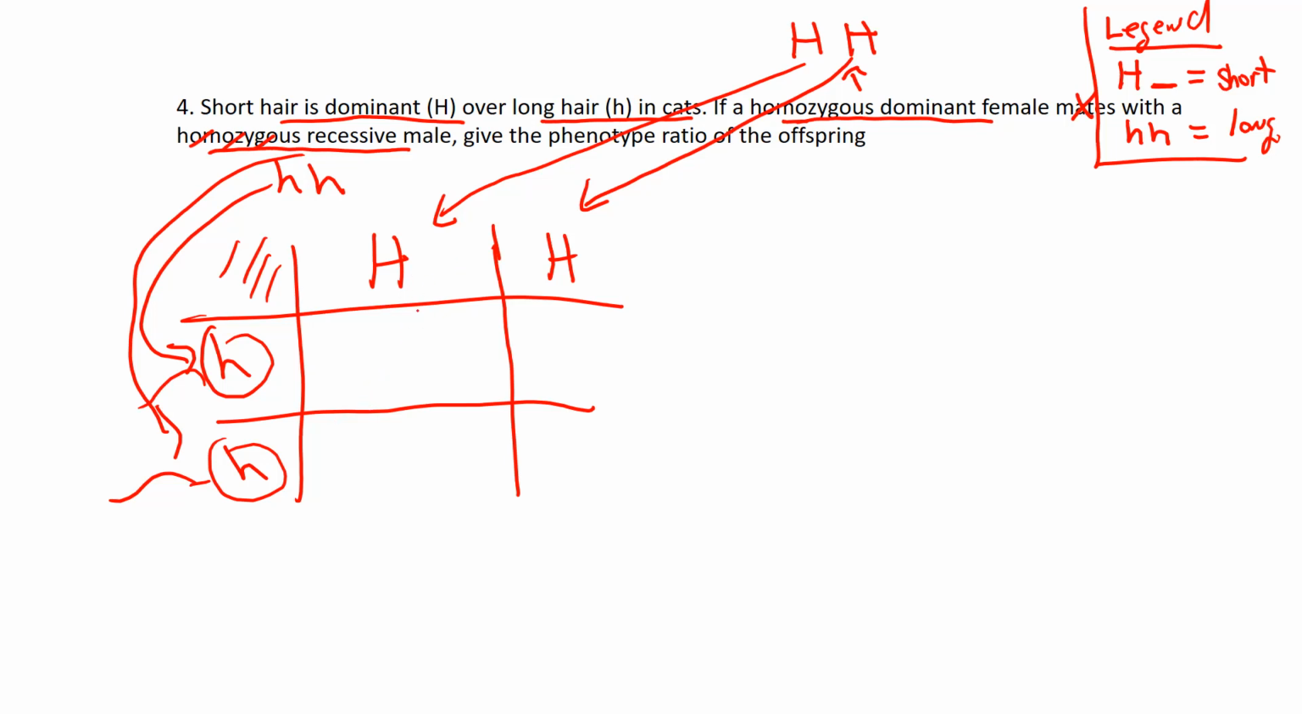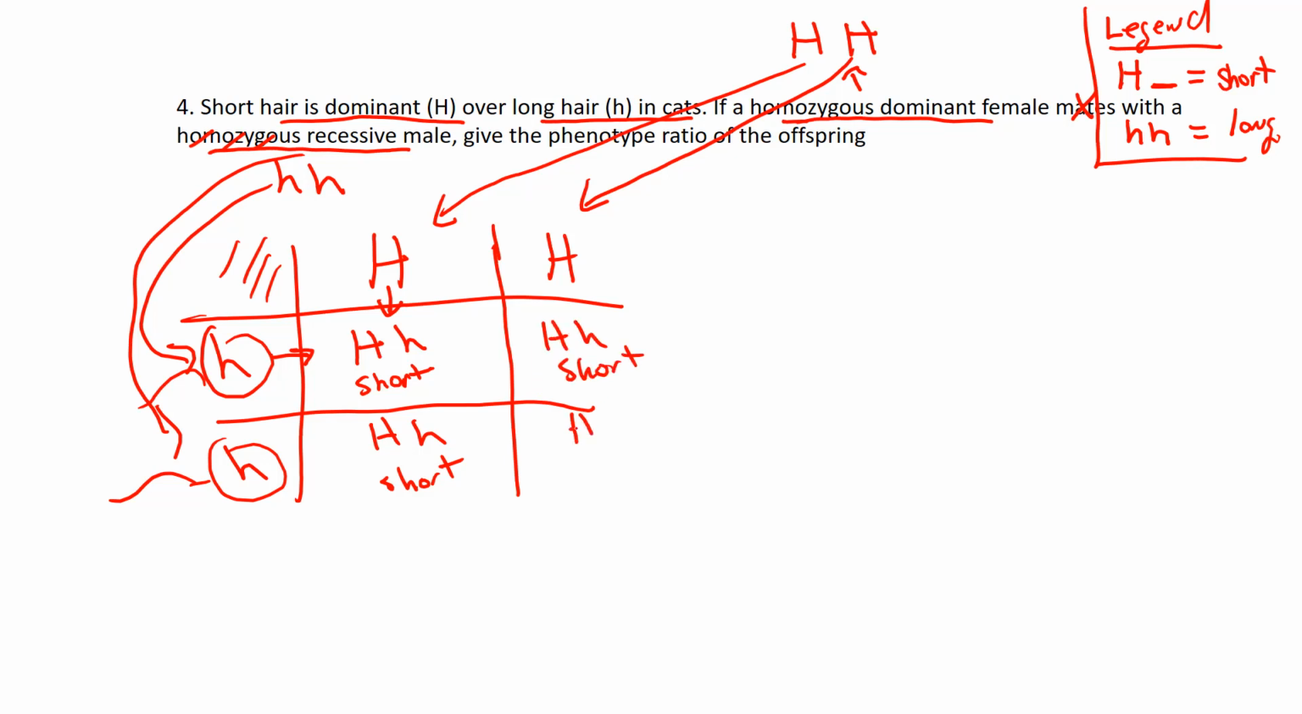And then now let's bring them together. If this egg gets fertilized by this sperm, remember the rule is when you're filling in genotypes of the offspring, you always want to put the dominant trait first. And then tell me the phenotype right underneath the block there. This is going to be a short-haired cat. Capital H, little h, short-haired cat. And capital H, little h, short.